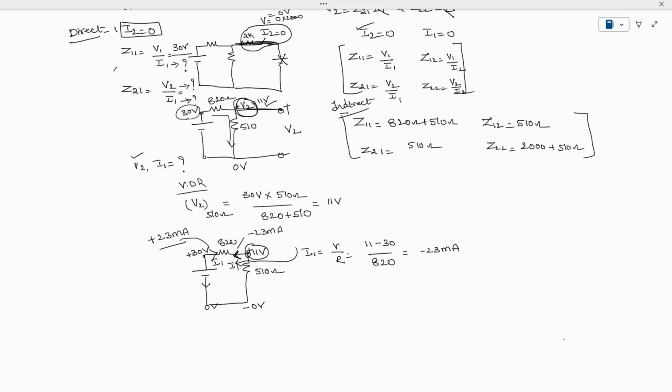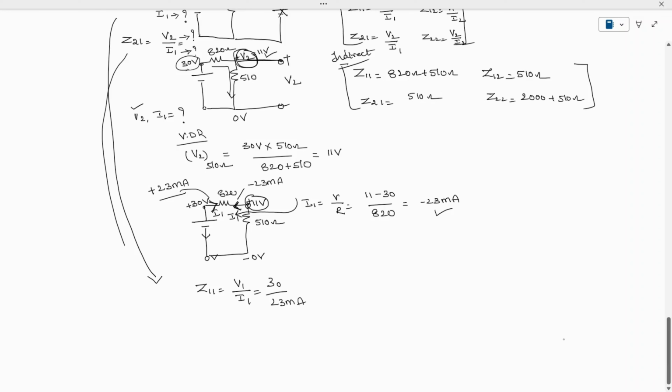Now let's find these values. First, Z11 is equal to V1 by I1. The value of V1 is already there: 30 divided by I1. I1 taken in the original direction is 23 milliamperes. The next one we find is Z21, which is equal to V2 by I1. The value of V2 we already solved is 11, divided by I1, which is 23 milliamperes.